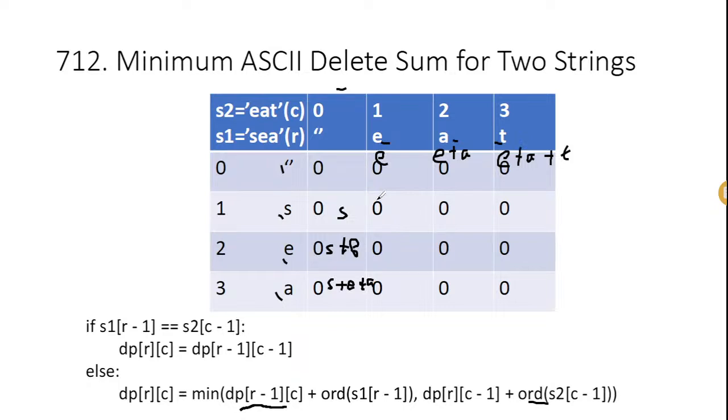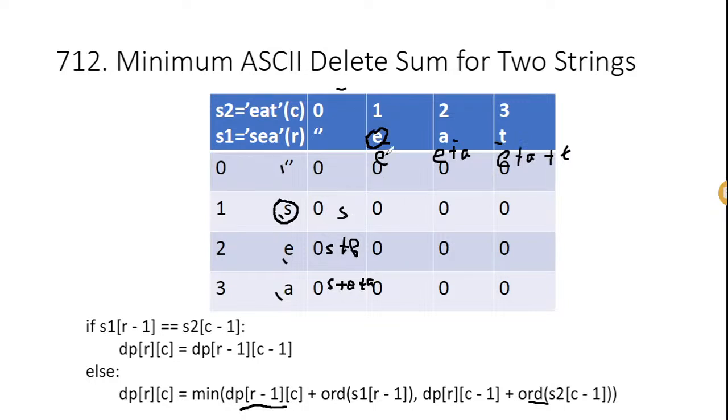So how can we make them equal? For example, this E is not equal to this S. We can first take out this E, right? If we take out this E from string S2, it becomes an empty string. Empty string to this string S, what is the minimum operations? It is S. So in order to make them equal, what should we do? The S should plus E.